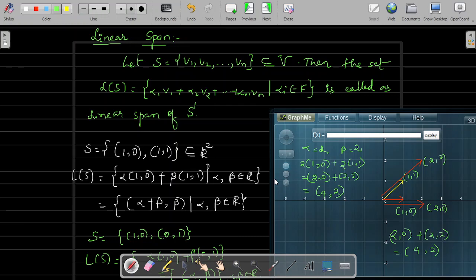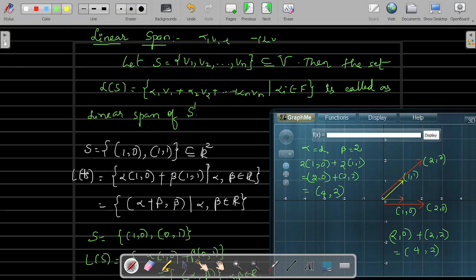For example, if you take S equal to {v1, v2, and so on up to vn}, n vectors of a vector space V over F, then the set L(S) is equal to the set of all alpha 1 v1 plus so on up to alpha n vn. That is just a linear combination of vectors. If you collect all such linear combinations, that becomes the linear span of the set.